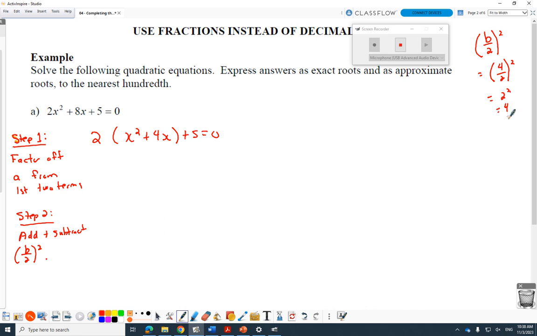Somebody raises their hand and goes, wait a minute, b was 8 in the original question. I'm like, yeah, okay. Technically, I should have written the new b. The b I've got now, not the b I had before. Yeah, that's why I factored the 2 out. So, 2 bracket x squared plus 4x plus 4 minus 4.